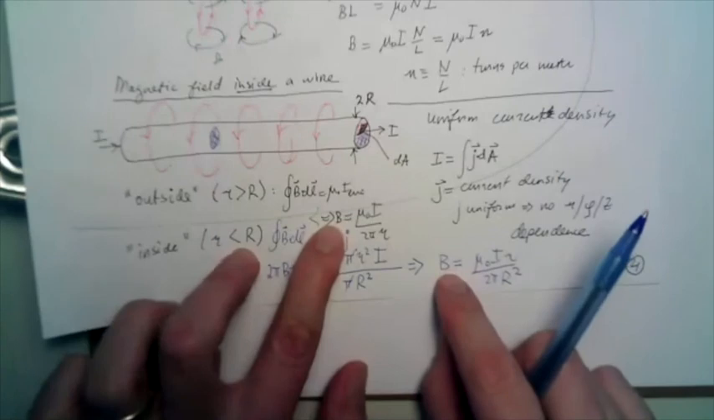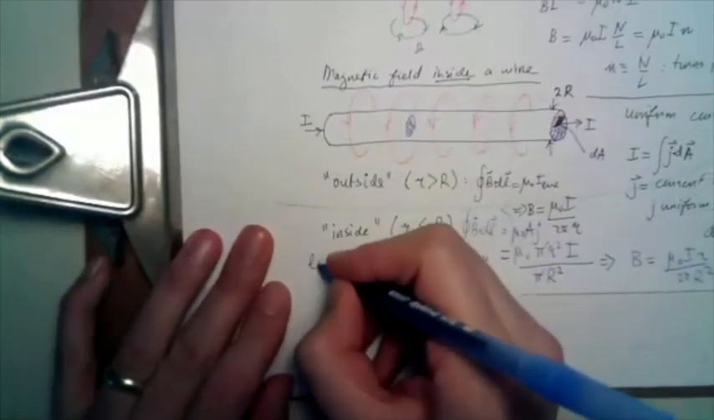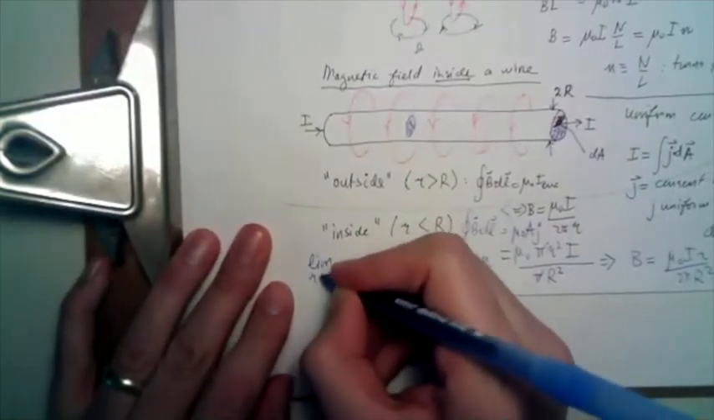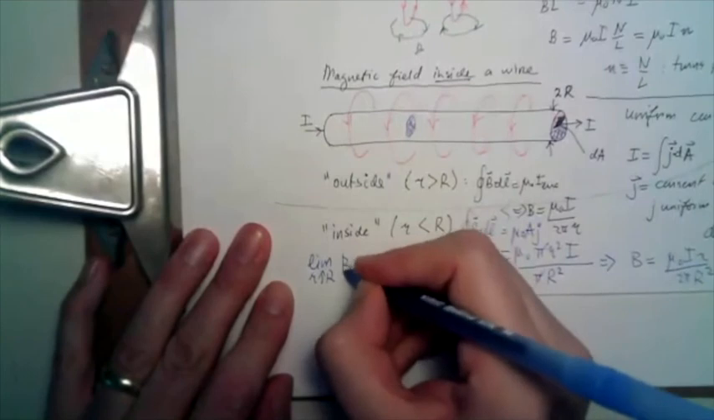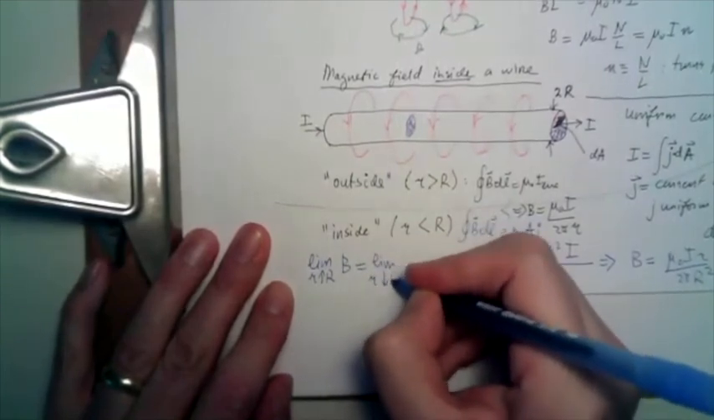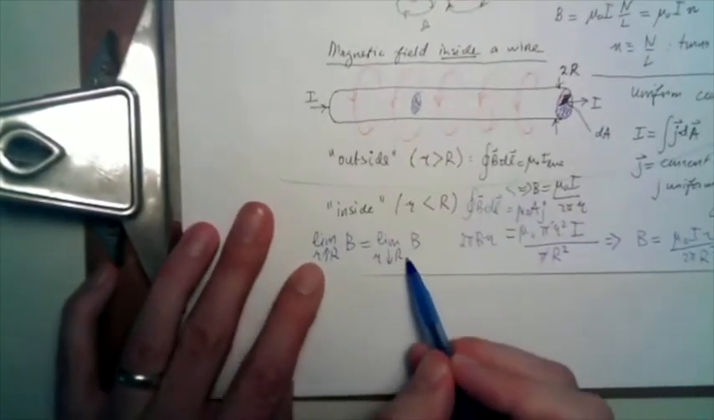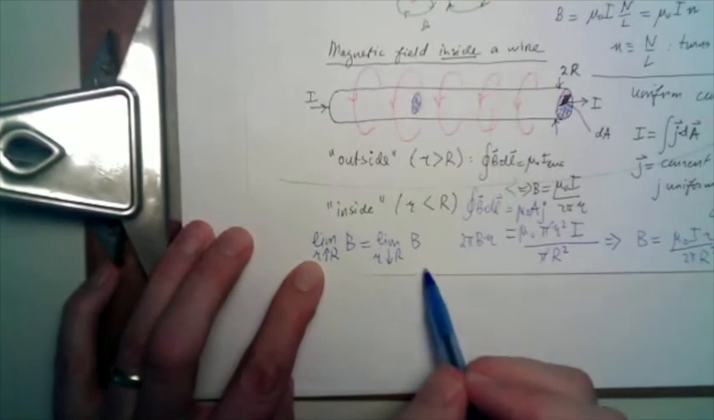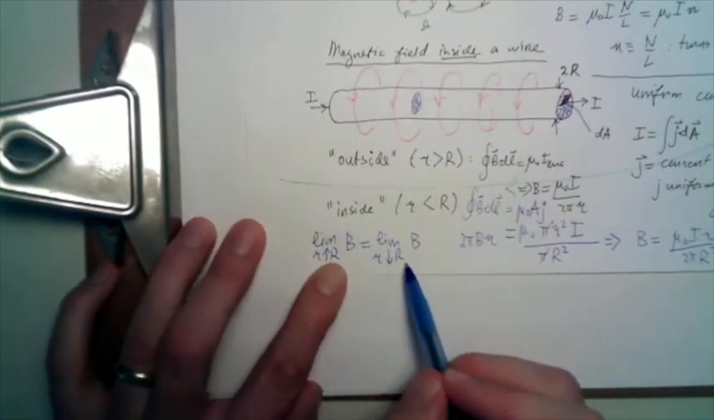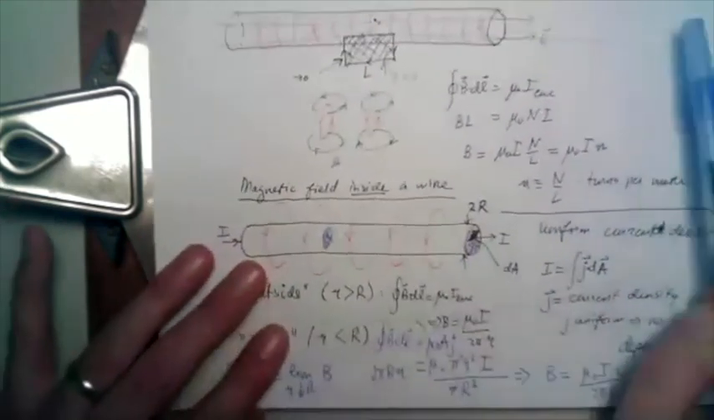So that's nice. So the limit of r approaching R from inside of B is the limit of r approaching R from outside of B. So we're approaching the boundary between these two from two different directions. We have two expressions for the magnetic field, but at that boundary, that is going to give you the same exact field.